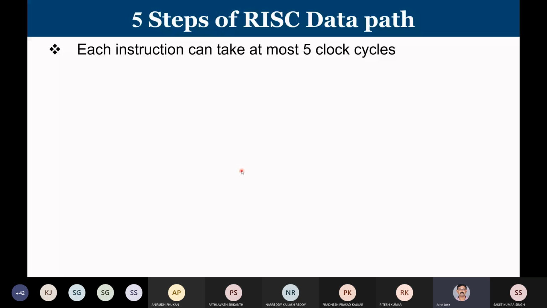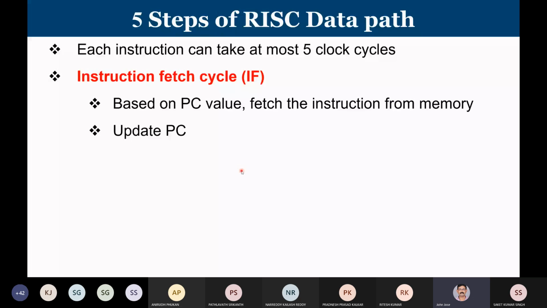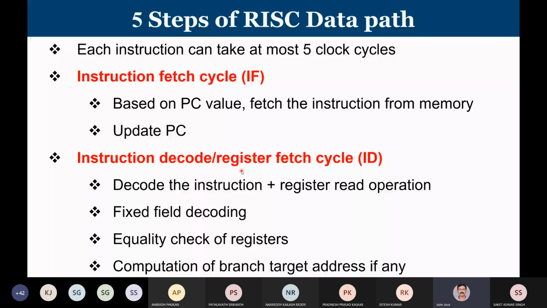Instruction fetch, based on the program counter value, fetches the instruction from memory and updates the PC. Instruction decode or register fetch, abbreviated as ID, will decode the instruction and read the contents of a register because it uses fixed field decoding. And you can even check whether 2 registers are the same or not. And for a branch instruction, it will check whether the branch has happened or not. That also happens in the ID stage.